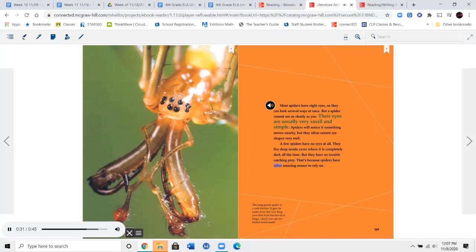The long-jawed spider is a web builder. It gets its name from the very long jaws that hold the 2 thin fangs, which you can see folded underneath.